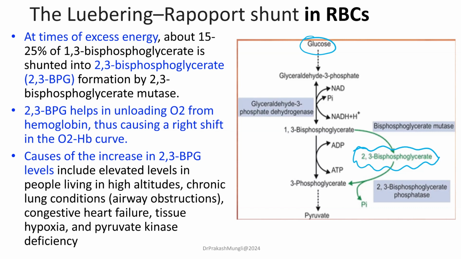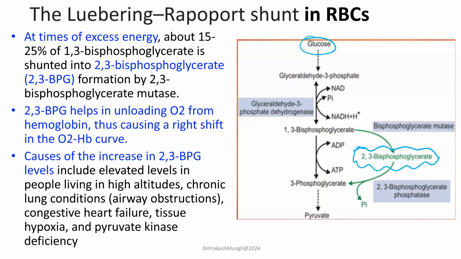It is important for you here in biochemistry, later in physiology, later in pathology. Because whenever you see anemia cases, generally in anemia, there will be a rise in 2,3-BPG. Remember this. Okay, I will explain why. What is the role of this 2,3-BPG, which is coming from the Luebering Rapoport Shunt, especially in the red blood cells?